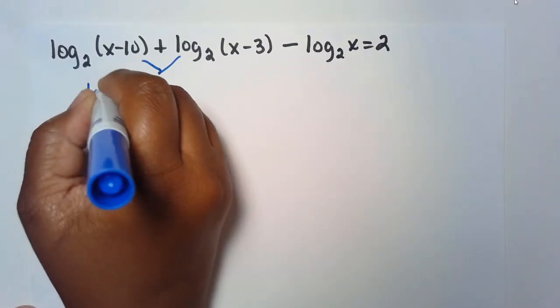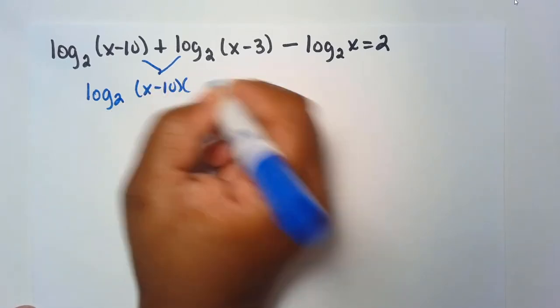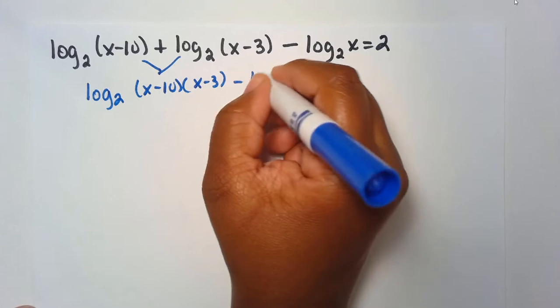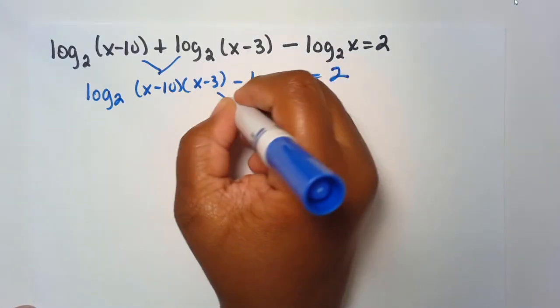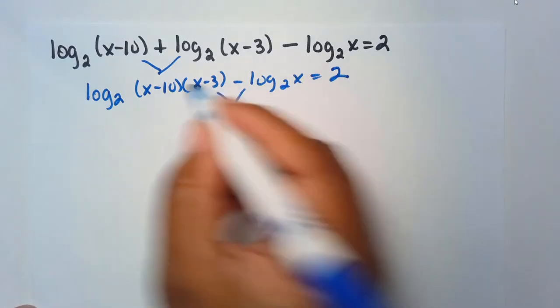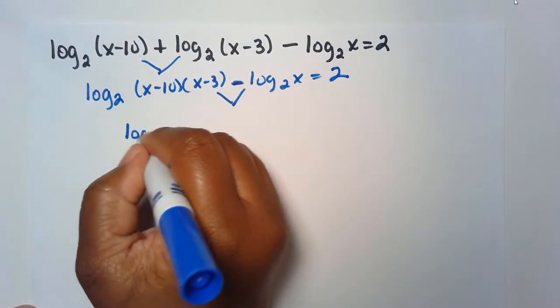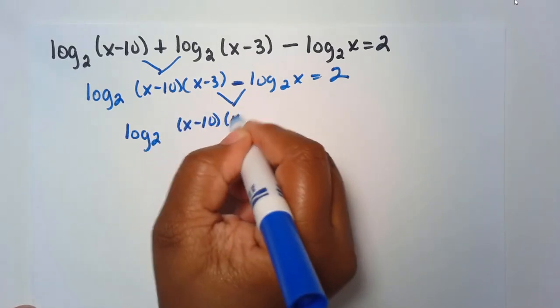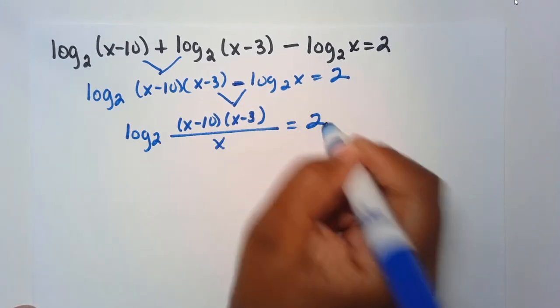So you're saying log base 2 of (x minus 10) times (x minus 3). Then we have minus log base 2 of x is equal to 2. And because we have subtraction, the minus sign, we're going to write this as a quotient. Log base 2 of (x minus 10) times (x minus 3) all over x is equal to 2.